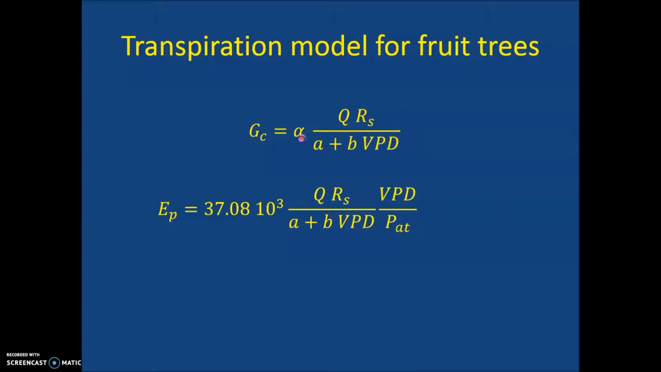Then we acknowledge the response of stomata to vapor pressure deficit. In other words, stomata close as vapor pressure deficit increases, and using an equation like this, we arrive to this general equation of transpiration of trees, where the climatic factors affecting transpiration are solar radiation and vapor pressure deficit.